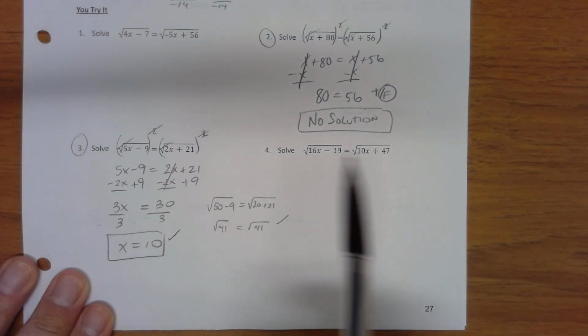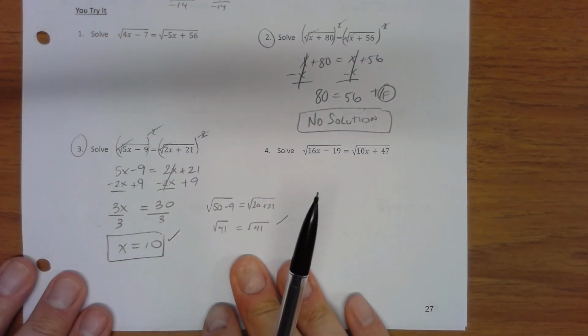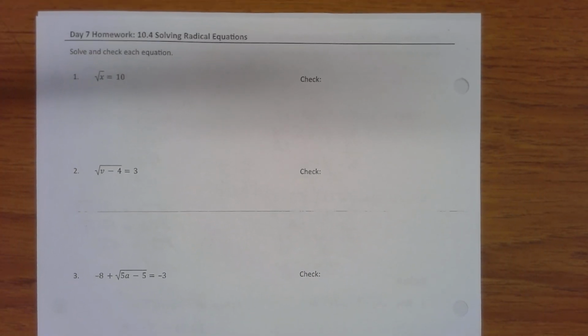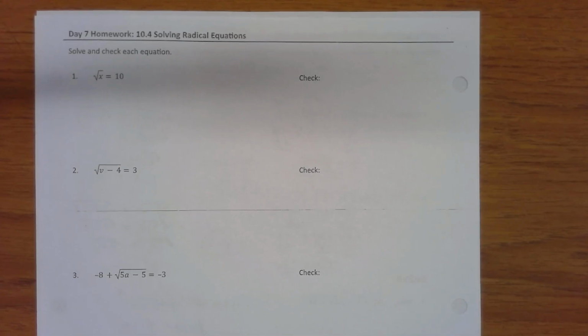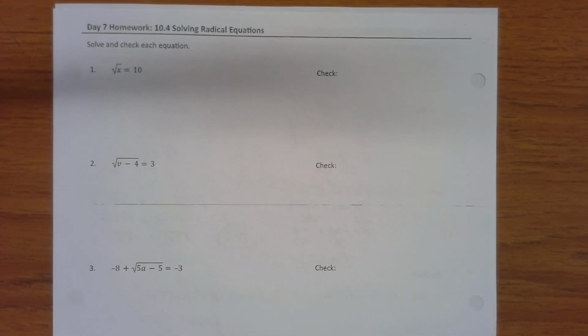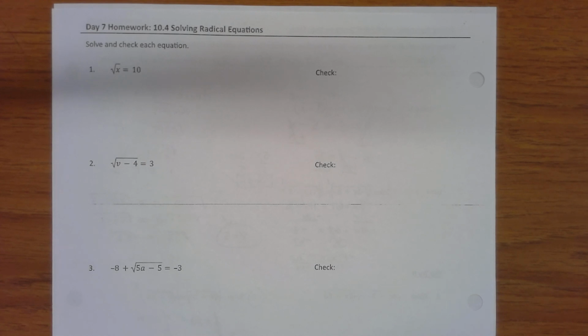You could practice these other ones, but I'd rather spend the time to look at your homework. Turn to the next page, page 28. What you're going to do is you're going to solve your radical equations. Everything on page 28 has one radical sign. So you want to first isolate the radical.